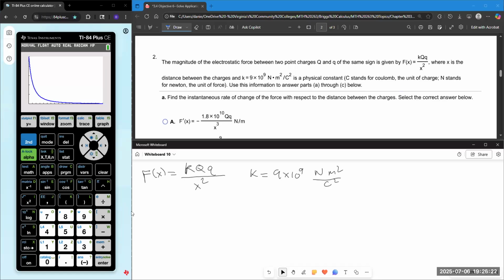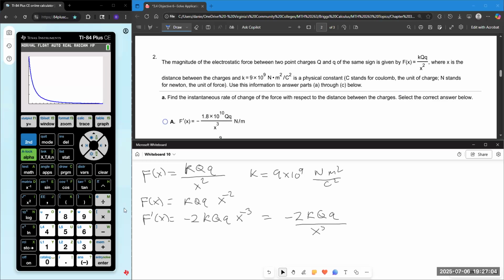To find the instantaneous rate of change, I'm just going to leave k in there and not put the number in for right now. So F of x is k capital Q lowercase q, x to the negative second. All of these are constants. With respect to x right now, x is the only thing that F is a function of. So F prime of x is negative 2 k capital Q lowercase q x to the negative third, which is negative 2 k capital Q lowercase q over x cubed.